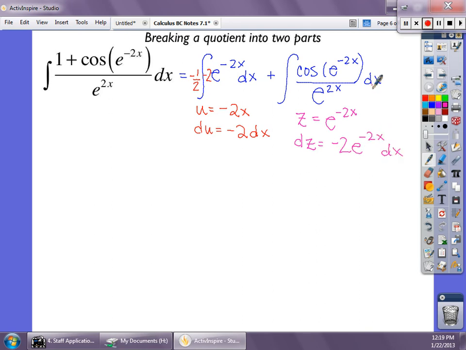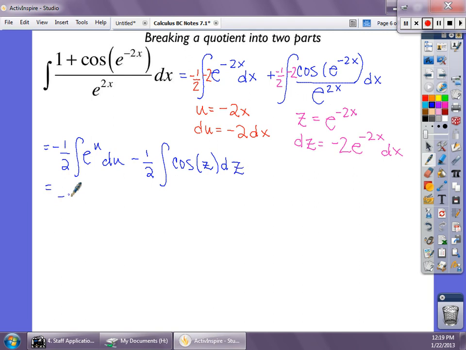And again, I don't have each piece of my dz. I have the dx. I have the e to the negative 2x. I just need a negative 2, so I'll write that here. And again, I'll multiply by negative 1/2 on the outside. Now when I go to rewrite, it'll be negative 1/2 the integral of e to the u du, and then minus 1/2 the integral of the cosine of not u, but in this case z dz.